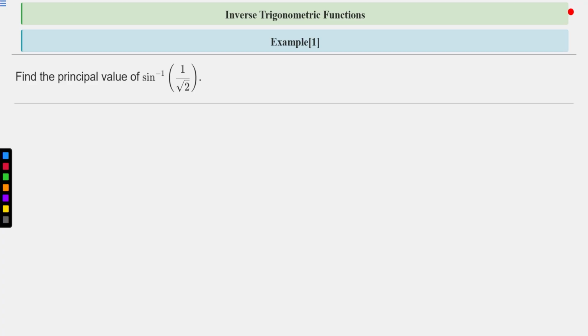So, the first question is example 1. Find the principal value of sine inverse 1 by root 2. We need to find the principal value of sine inverse 1 by root 2, right? How can we find it?